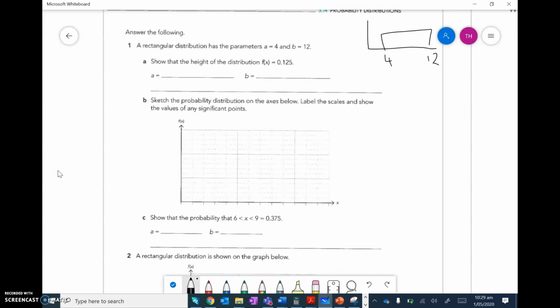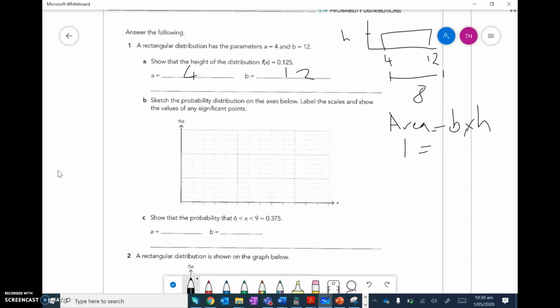Okay, so I know my base here, my b is 12 and my a is 4. So to work out the length down here, I do b minus a, which gives me 8. So the base is 8. So to work out the height, I know the area equals 1. I know the area up there equals 1. So area equals base times height.